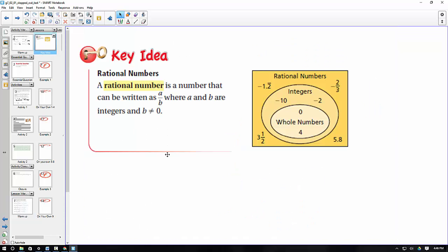This here is the key idea. A rational number is a number that can be written as a over b, where a and b are both integers, and b is not equal to 0. Because if you divide by 0, give it a try and see what happens. It usually says no solution.